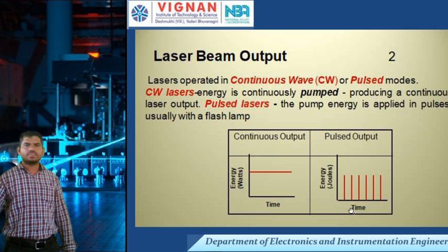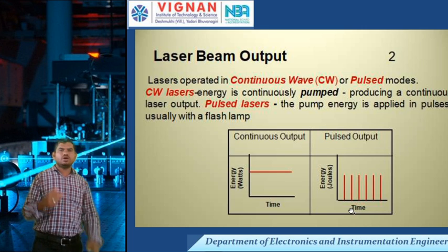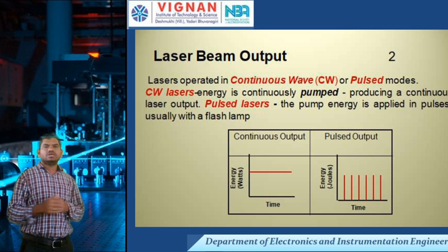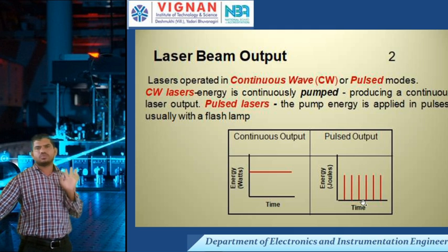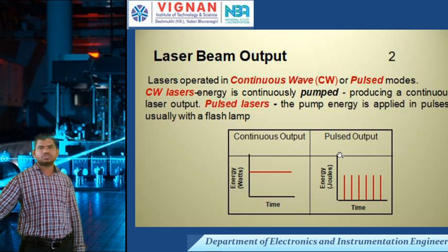Now, laser beam output. This is continuous wave output. This is pulsed wave output. In continuous wave output, the output is there at every time. In pulsed output, the output is in the form of particular intervals of time. These are the continuous and pulsed outputs.